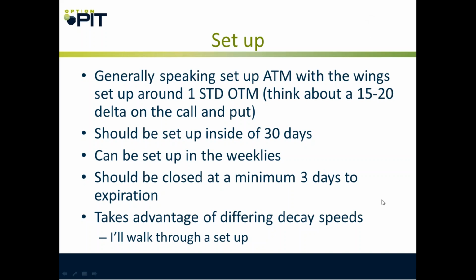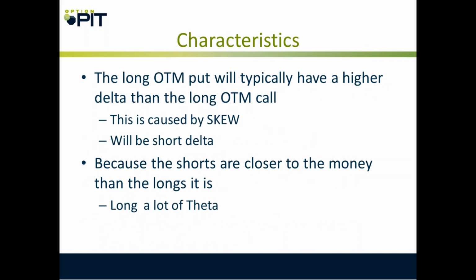All right, so here are some basic characteristics. The long out of the money put will typically have a higher delta than the long out of the money call, as we just saw. My out of the money call, even though it was $3.50 away, was a 12 delta. My out of the money put was a 16 delta. That produced a negative delta, which iron butterflies usually will have.